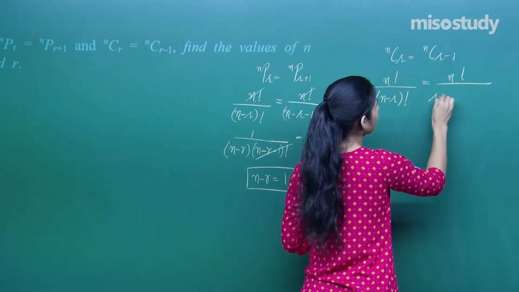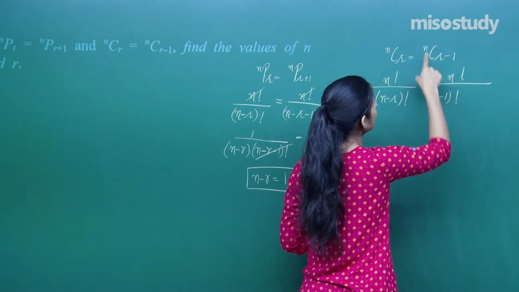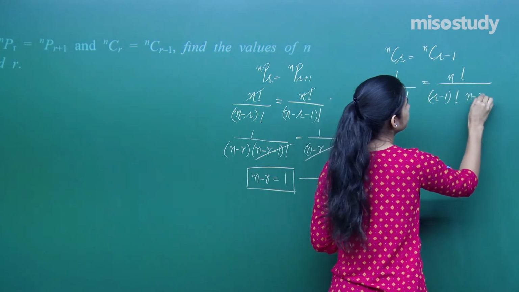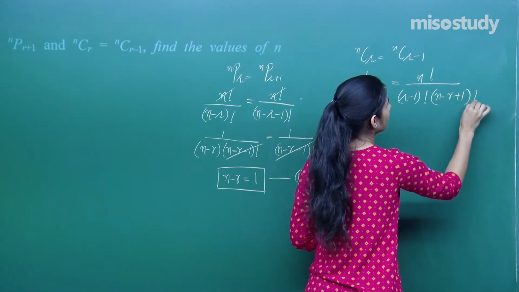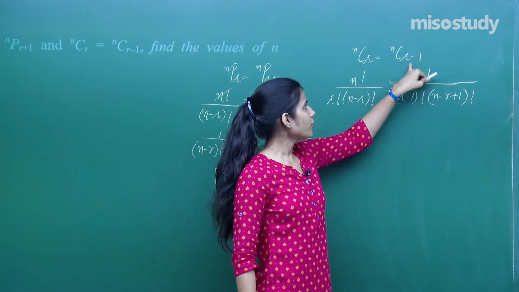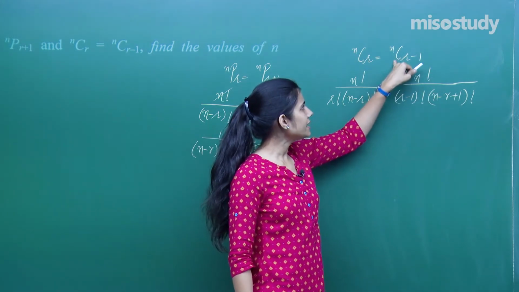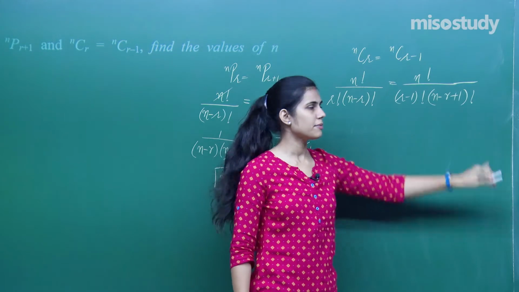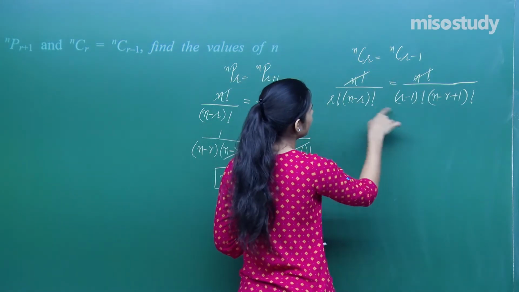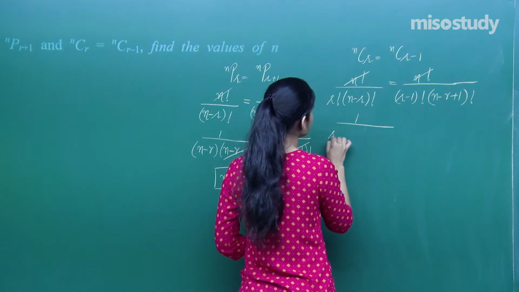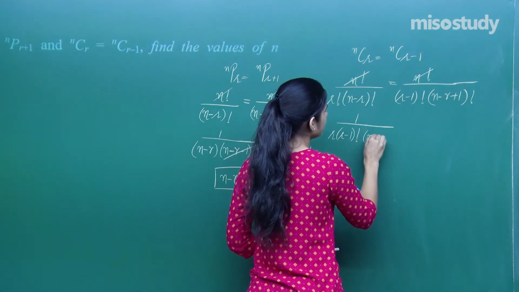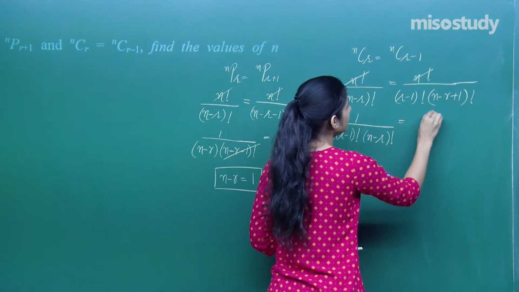n factorial upon r minus 1 factorial, n minus r plus 1 factorial. It's n factorial upon r minus 1 factorial into n minus r minus 1, that is n minus r plus 1 whole factorial. Again this cancels out. Try to see what all you can manipulate. This is r into r minus 1 factorial. Let this be n minus r factorial only.